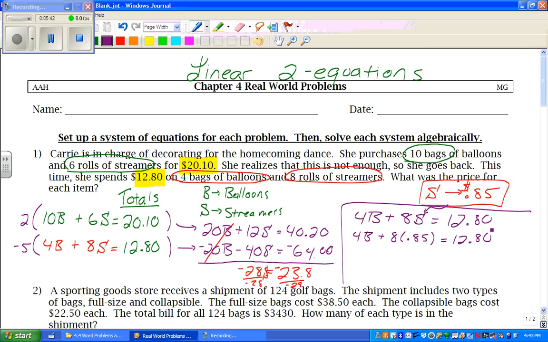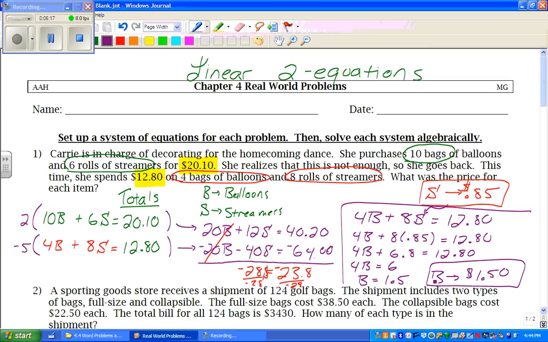And then it's just a solving problem. 0.85 times 8, I get 4B plus 6.8 equals 12.80. Subtract that 6.8, I get 6. So 4B equals 6. Divide both sides by 4, and B becomes 1.5. So what does that mean? That means each bag of balloons costs you $1.50.